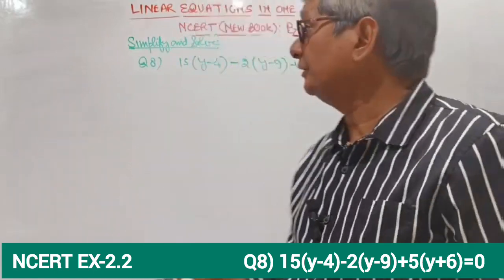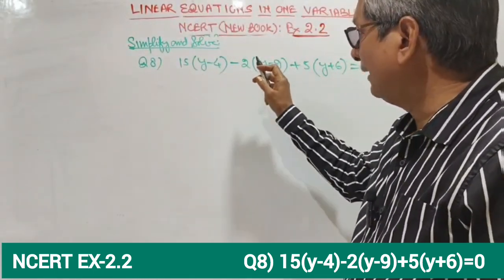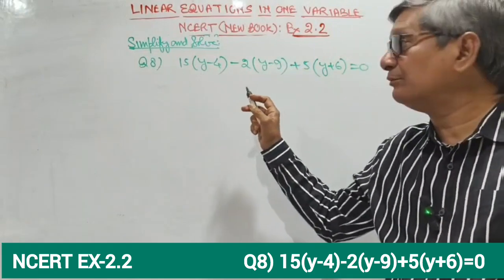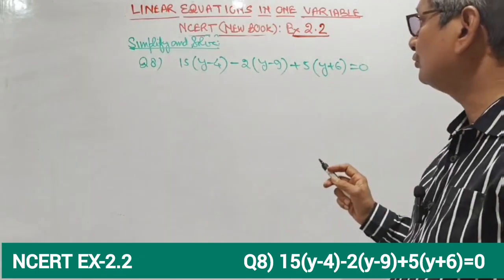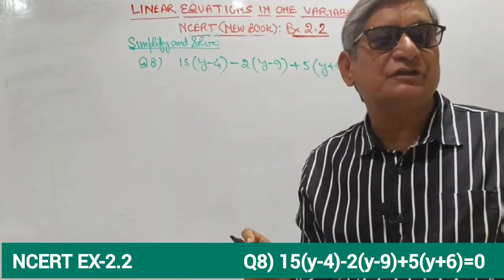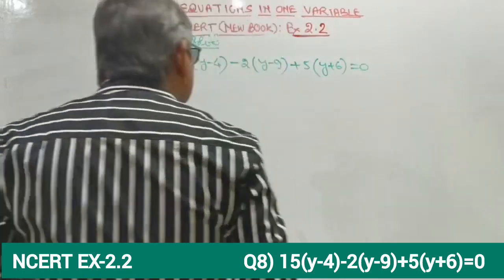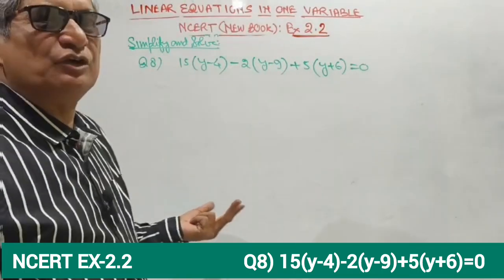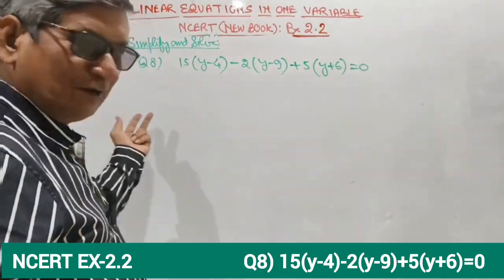You are given an equation 15 inside the bracket y minus 4 minus 2 inside the bracket y minus 9 plus 5 inside the bracket y plus 6 is equal to 0. The same question, you have to simplify and solve this equation. Simplify means what? The distributive property. You have to respect the sign and the numbers.